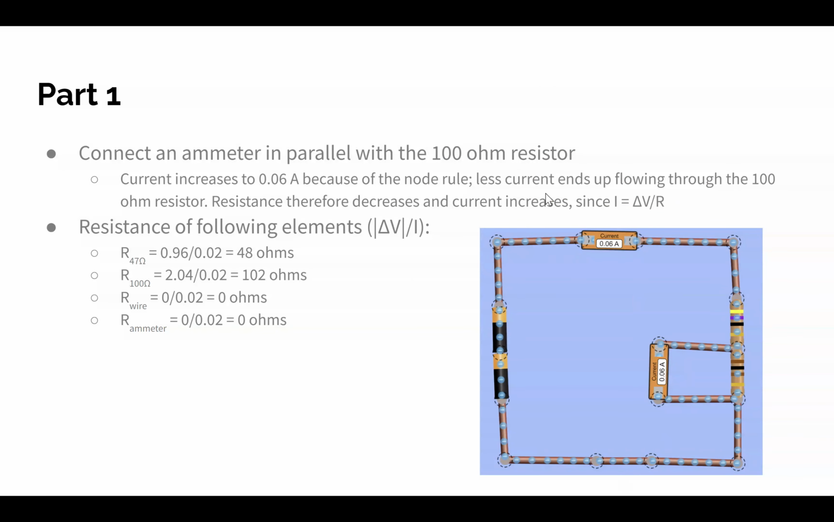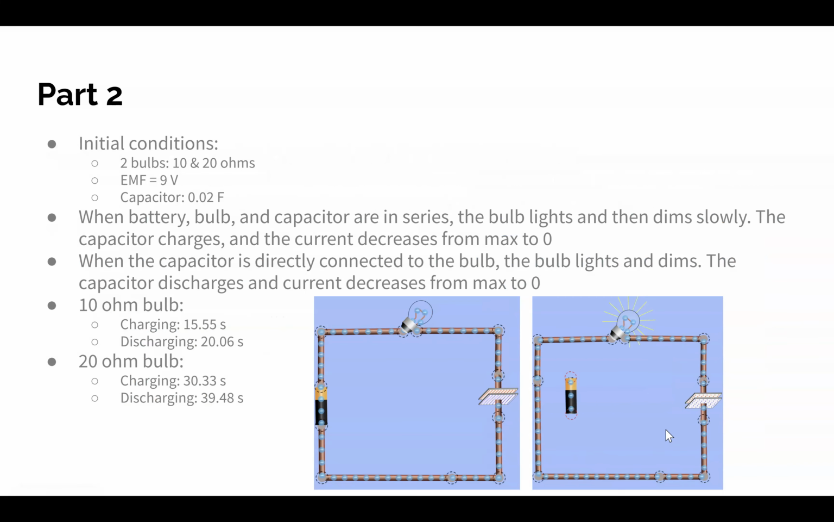And so lastly, I connected an ammeter in parallel with the 100 ohm resistor, and the current increased to 0.06 amps because of the node rule. Less current ends up flowing through the 100 ohm resistor, meaning that the resistance therefore decreases and current increases. And then I also recalculated the resistance of the following elements. Both of the resistors' resistances increased by a small magnitude, and the wire and the ammeter were both 0.